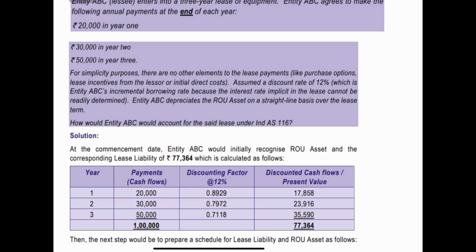For simplicity purposes, there are no other elements to the lease payment like purchase options, lease incentives from the lessor or initial direct cost. Assume a discount rate of 12%, which is entity ABC's incremental borrowing rate, because the interest rate implicit in the lease cannot be readily determined, and entity ABC depreciates the ROU asset on a straight line basis over the lease term. Now we have to calculate how entity ABC would account for the said lease under Ind AS 116.